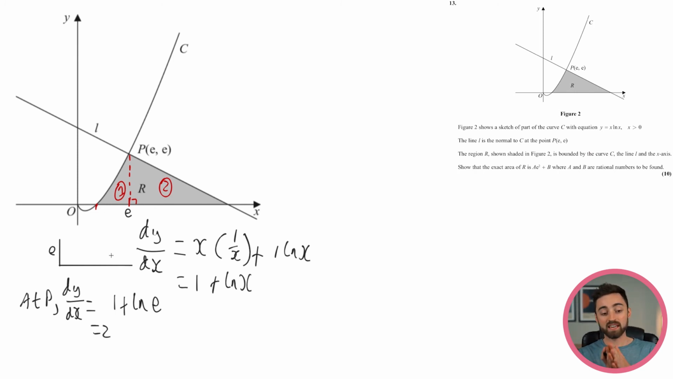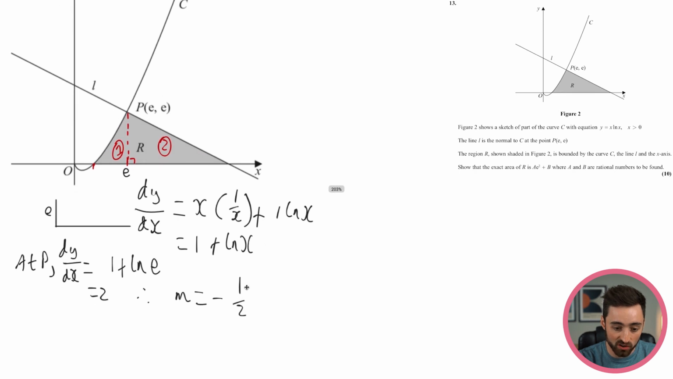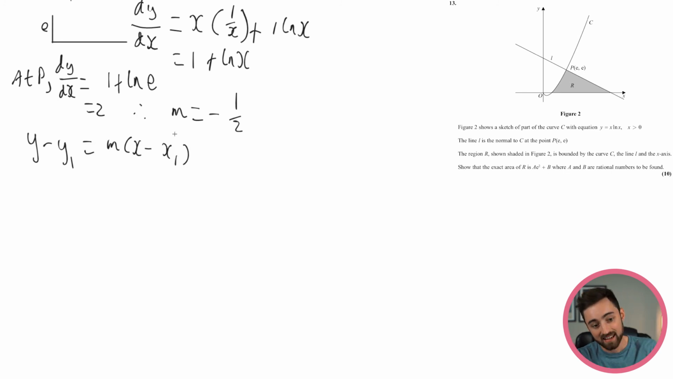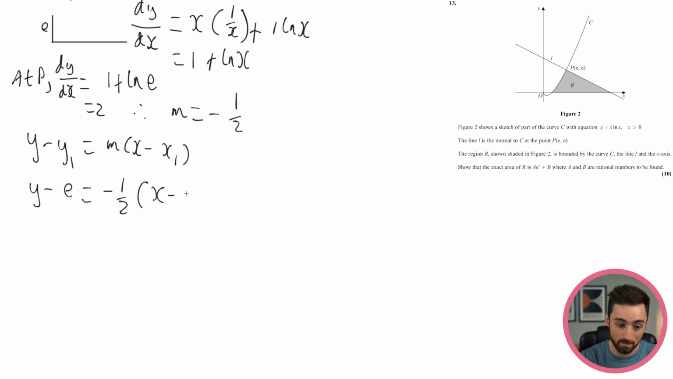So that would be the gradient of the tangent at that point P, but we care about the normal, don't we? Meaning that my m for the normal is going to be the negative reciprocal of that, so minus a half. So I've now got enough information to get the equation of this normal. I'm going to use y minus y1 equals m(x minus x1). I have everything, because I know that it goes through the point (e, e) and I know that its gradient is minus a half. So just sub them in. y minus e equals minus a half times (x minus e). Oh, quite a lot going on. Now, I could rearrange this, but the only reason I really care about this equation is to get where it hits the x-axis.